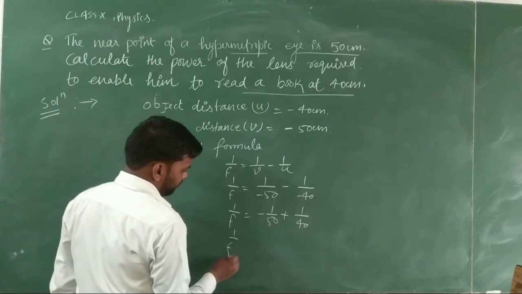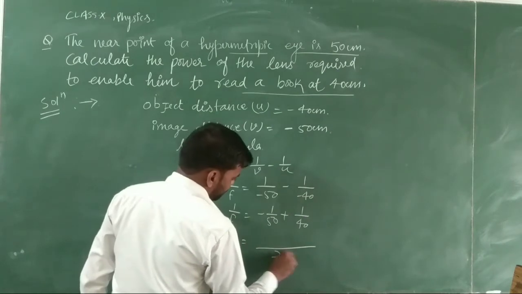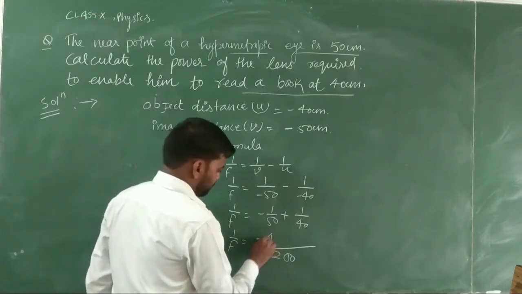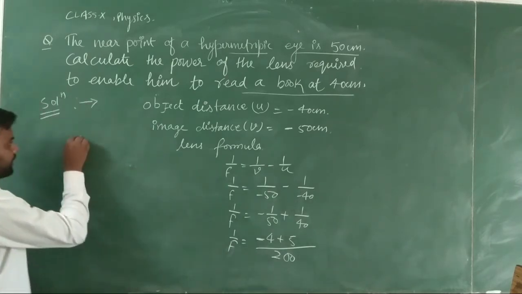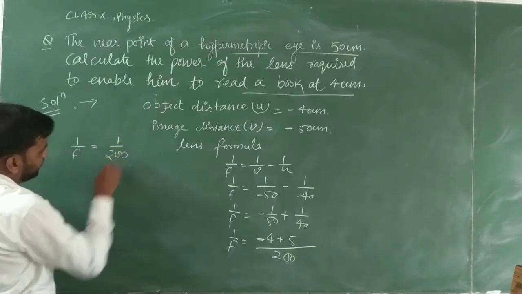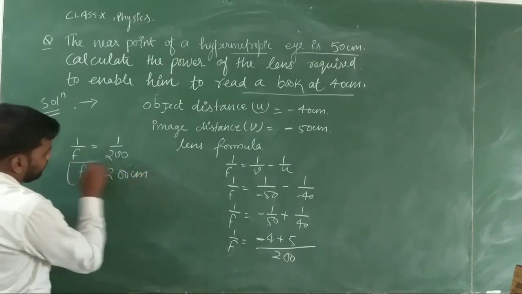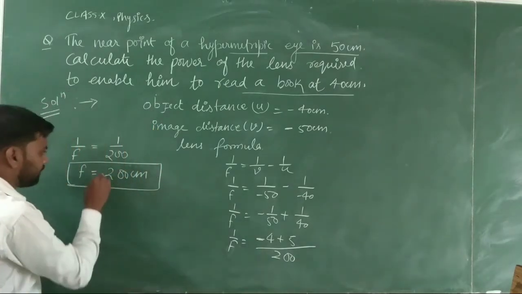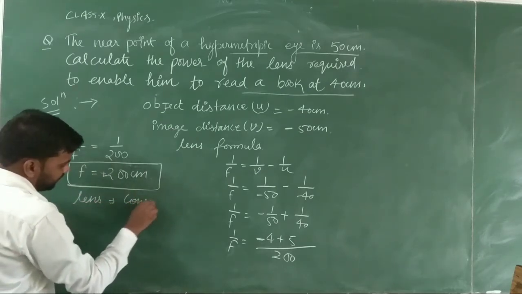So the LCM of both of these values will be 200, and it will be minus 4 plus 5 over 200. It will be like this. Okay, so we can calculate 1 upon f equal to 1 upon 200. So the focal length will be 200 centimeter of the lens which will be used by this person. Okay, so here we can see the focal length is positive, so the lens used will be a convex lens.